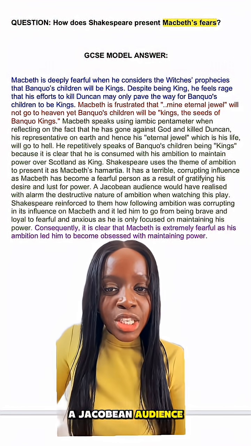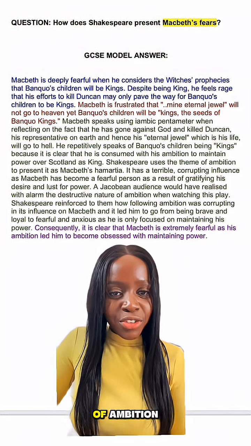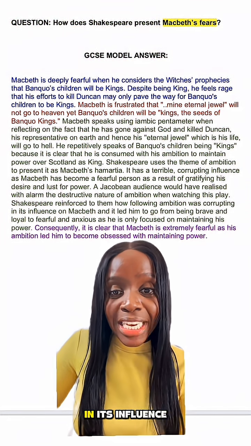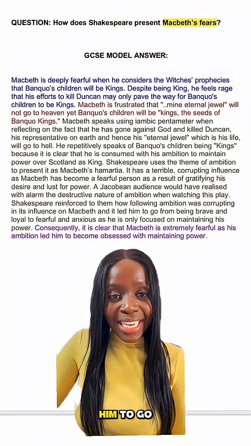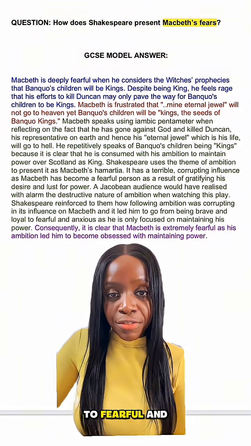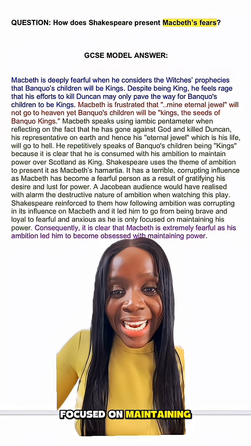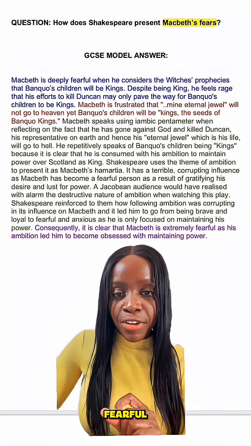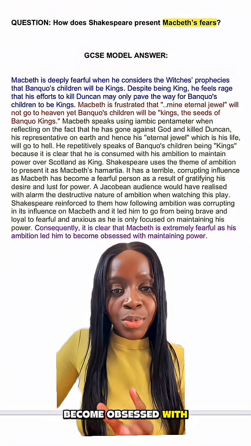A Jacobean audience would have realised with alarm the destructive nature of ambition when watching this play. Shakespeare reinforced to them how following ambition was corrupting in its influence on Macbeth, as it led him to go from being brave and loyal to fearful and anxious, as he's only focused on maintaining his power. Then of course I finish off with my link. Consequently, it's clear that Macbeth is extremely fearful, as his ambition led him to become obsessed with maintaining power.